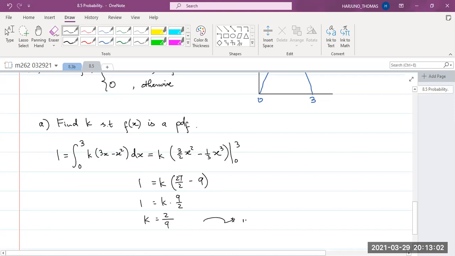Now, the probability density function, therefore, f(x) equals 2/9 times (3x minus x squared) on 0 to 3.